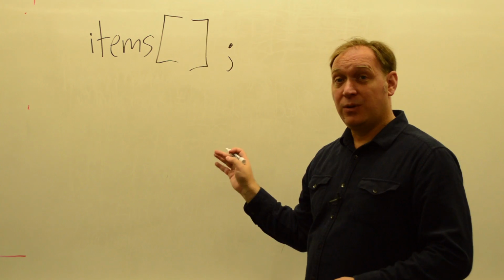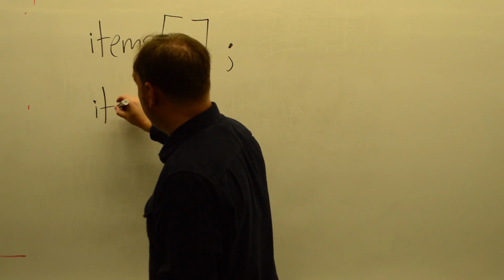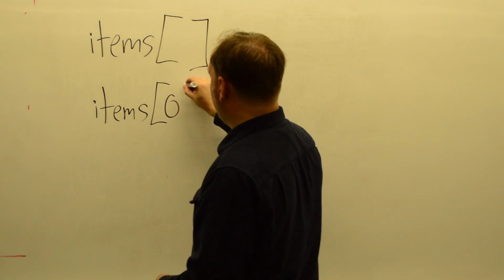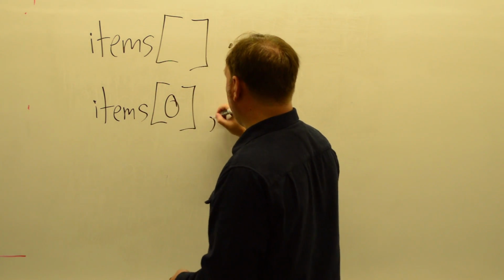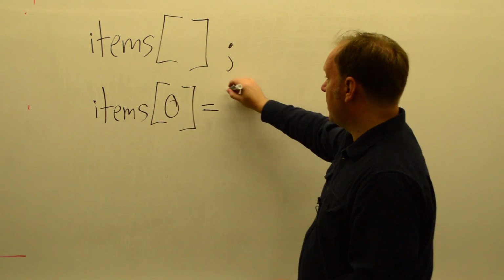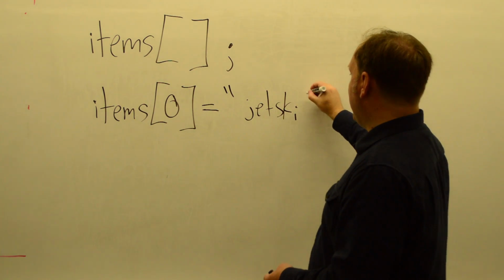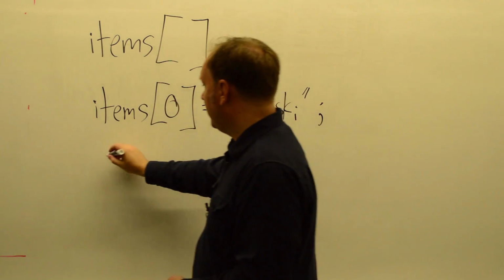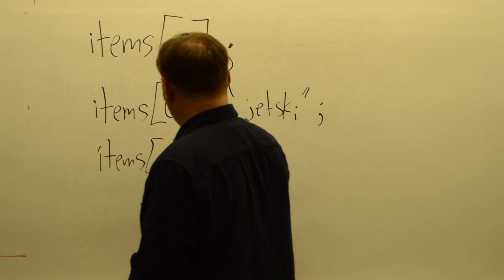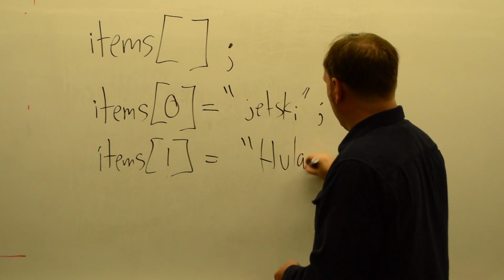Now, to add things to our array, we can do something similar. We refer to the array itself, and then we can tell it what spot in the shelf we want to add something. So items 0 equals jet ski. Items 1 equals hula hoop.